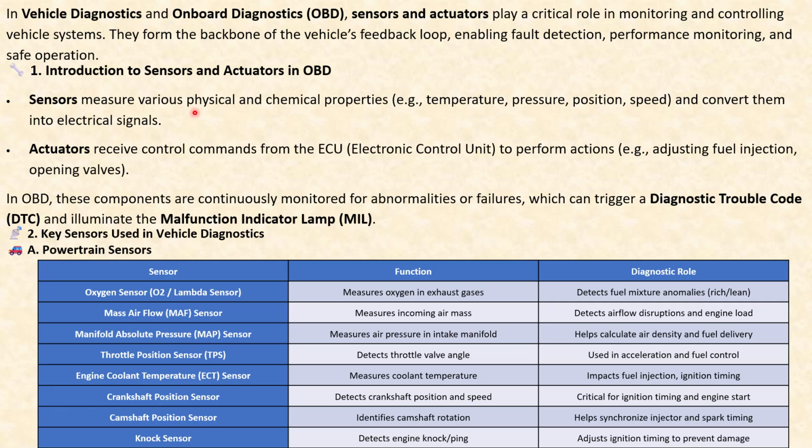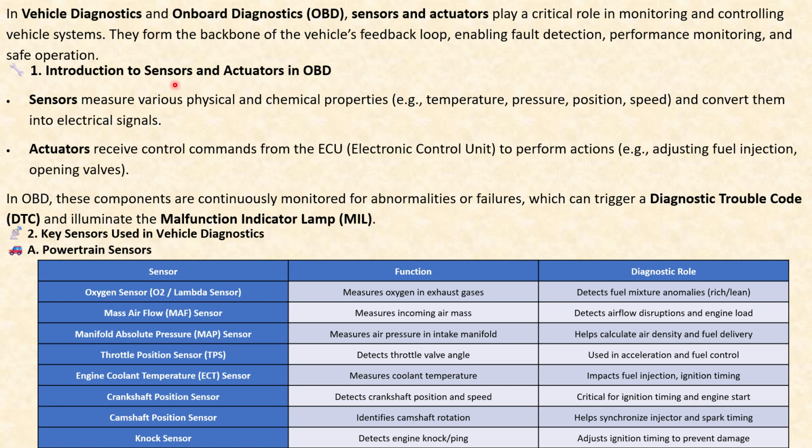In vehicle diagnostics and onboard diagnostics, sensors and actuators play a critical role in monitoring and controlling the vehicle systems. So the onboard diagnostics not only monitor, they even control the vehicle systems. They form the backbone of the vehicle's feedback loop, enabling fault detection, performance monitoring, and safe operation.